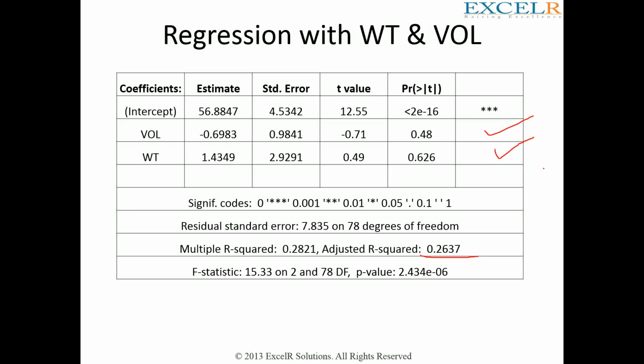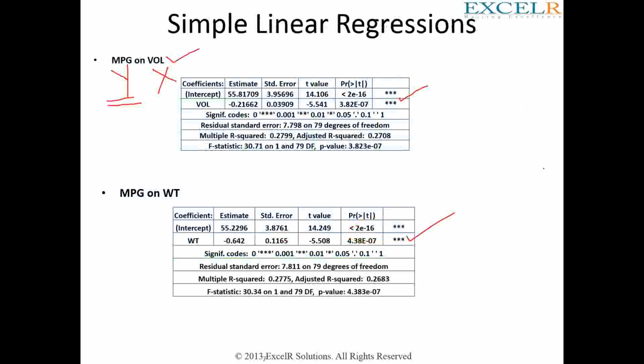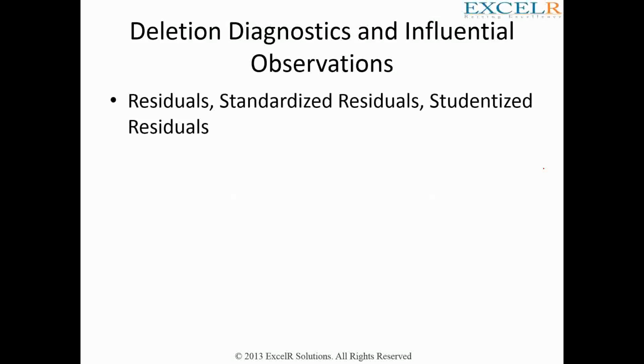If I use volume and weight with other variables, except for volume and weight, everything seems to be significant. However, if I do regression only on volume, it's significant. Only on weight, it's significant. But if I use these two, there seems to be a problem. So I'm not sure whether this is a problem with collinearity or not. So I resort to deletion diagnostics and influential observations, right? What are my influential observations I need to identify?